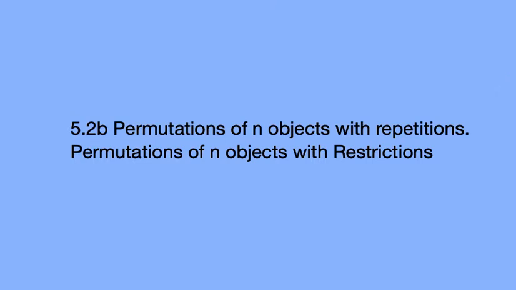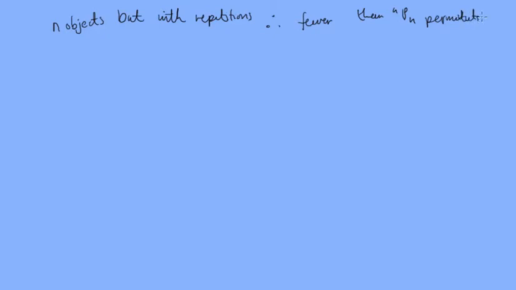Okay, so today we're going to be looking at permutations of n objects with repetitions and then with restrictions. So say we had n objects, but there's repetitions. So not all n objects are distinct. Therefore, there's going to be fewer than nPn permutations. So we need to do an adjustment to the factorial function.